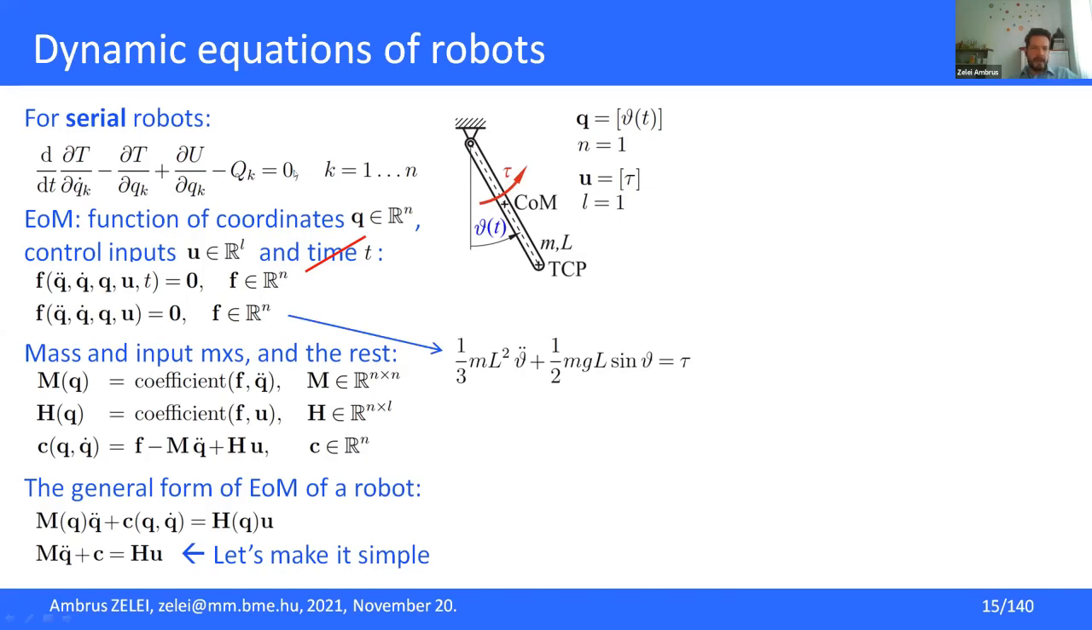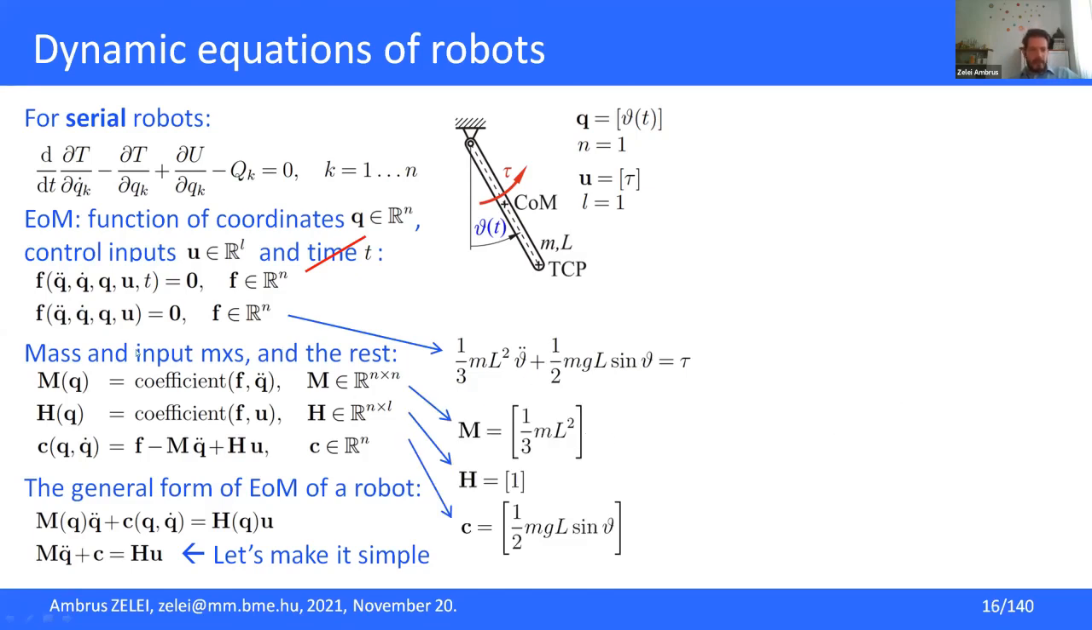And then if we apply the Lagrange equation of the second kind, then we will have this nice second order ordinary differential equation. On the right hand side you can see there is the torque, this is the angular acceleration, and here also we see the gravitational term, this is the torque actually exerted by the gravitational force.